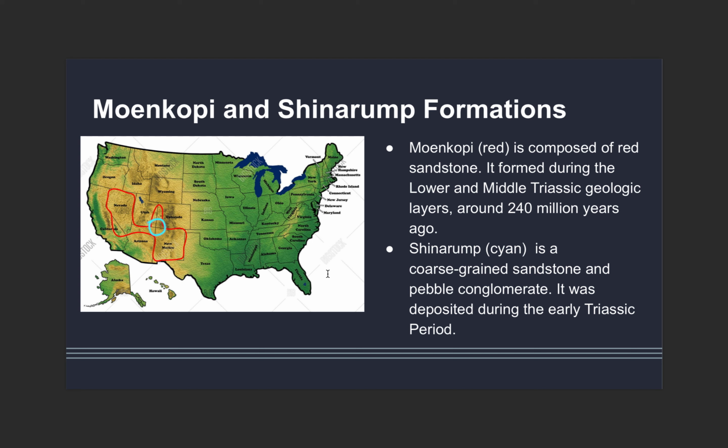So here's some background information on the Moenkopi and Shinarump formations. Moenkopi is composed of sandstone and it formed during the Triassic period, and Shinarump is made up of sandstone and conglomerate, and it was also deposited during the Triassic period, and this makes both of the rock formations suitable for testing this theory. And as you can see here, I drew the relative locations of both of the formations, in red and cyan, red being the Moenkopi formation, and cyan being the Shinarump formation.